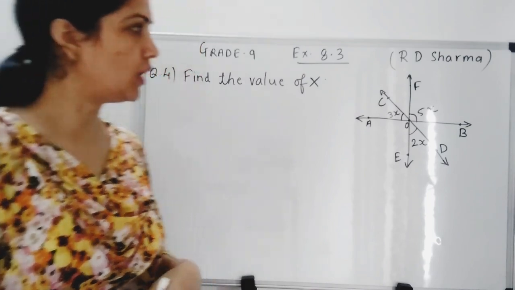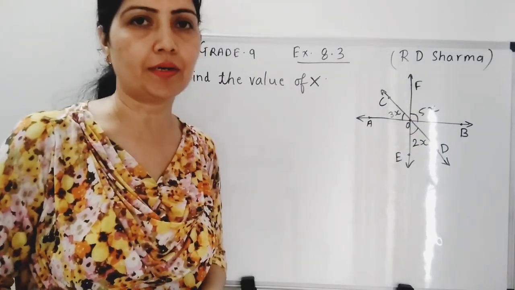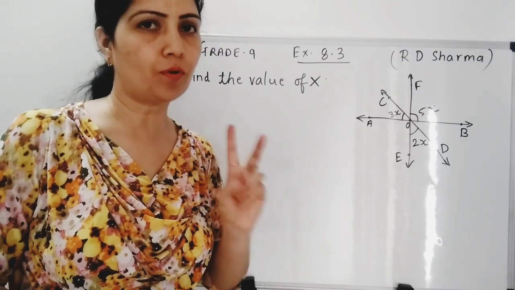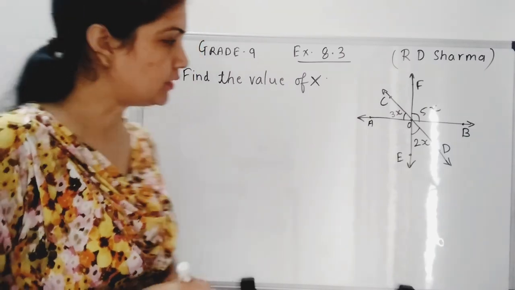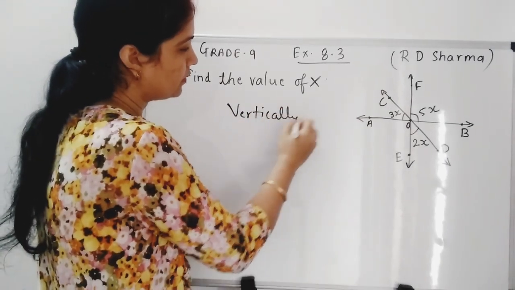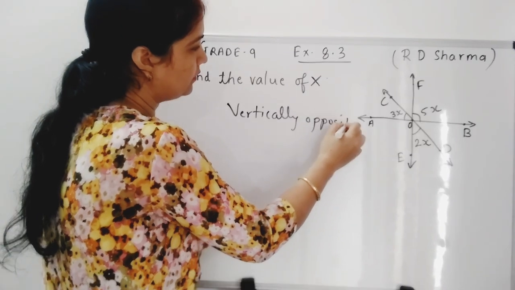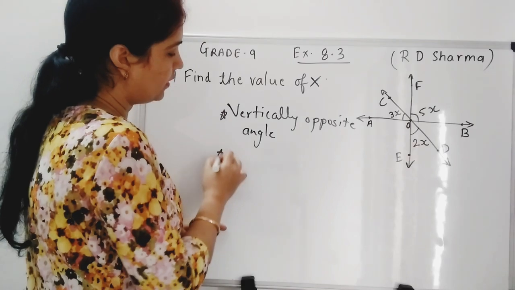Today we are going to see how to solve the problems when there are two or three lines intersecting each other. So first I will tell you two properties that we will use while two or three lines are intersecting each other. First is the vertically opposite angle property, and the second one is linear pair.